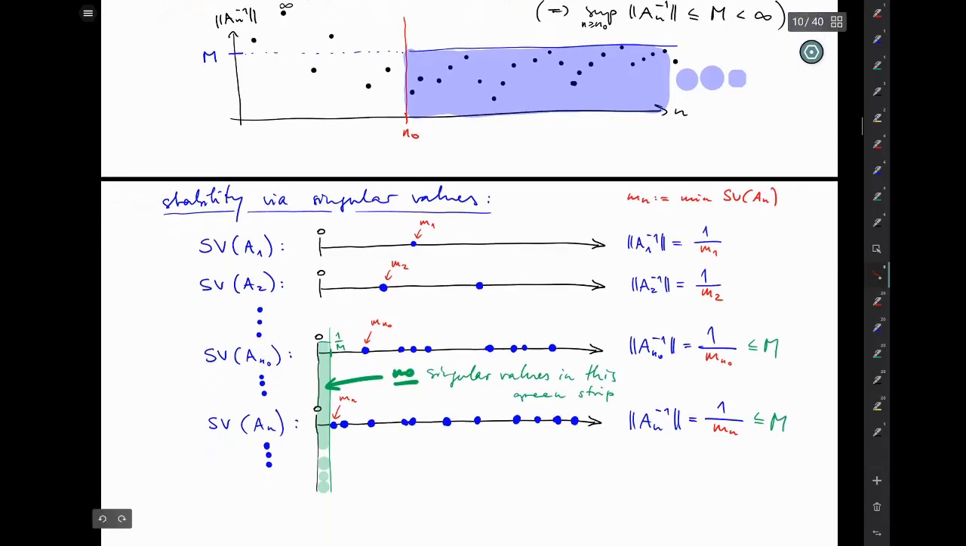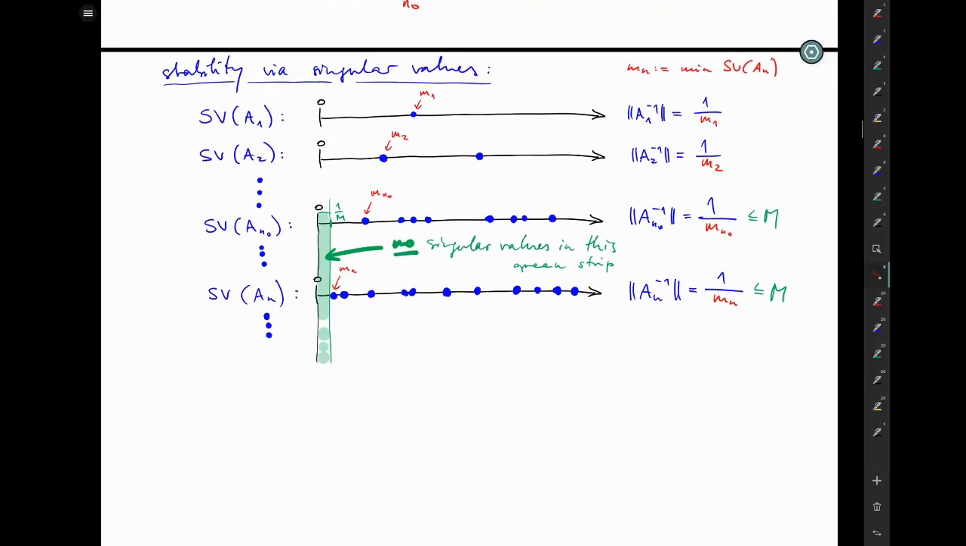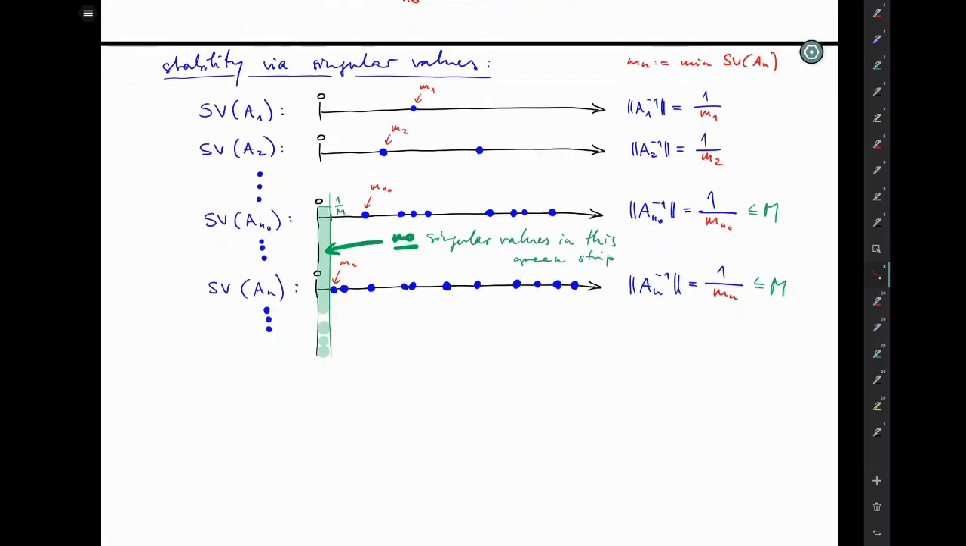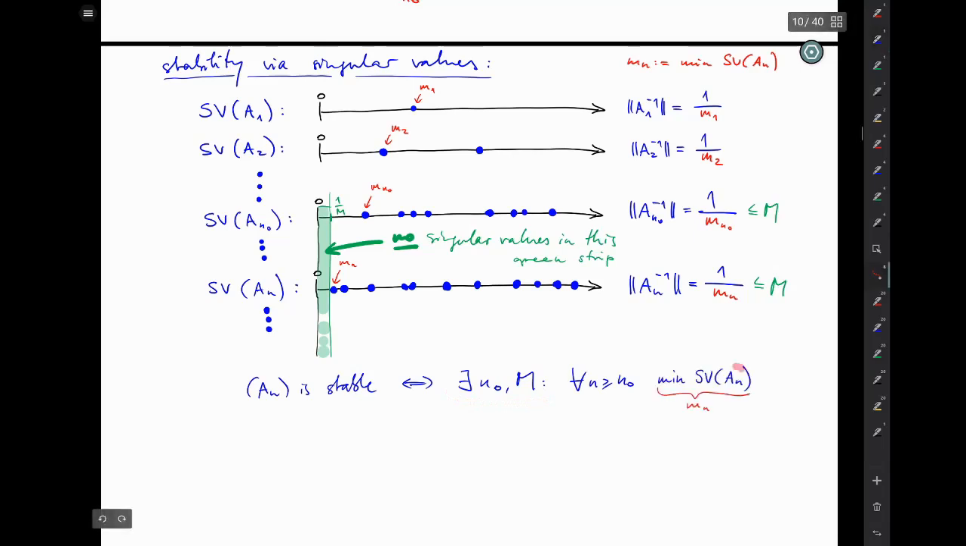Let's write this condition down in a more proper language. The sequence A_n is stable if and only if, and now it starts like before, there exist n0 and M, and these are the same as before, such that for all n greater than or equal to n0, the minimal singular value of A_n, which is what we abbreviated by m_n, is now greater than or equal to some constant, which happens to be 1 over the M from before.